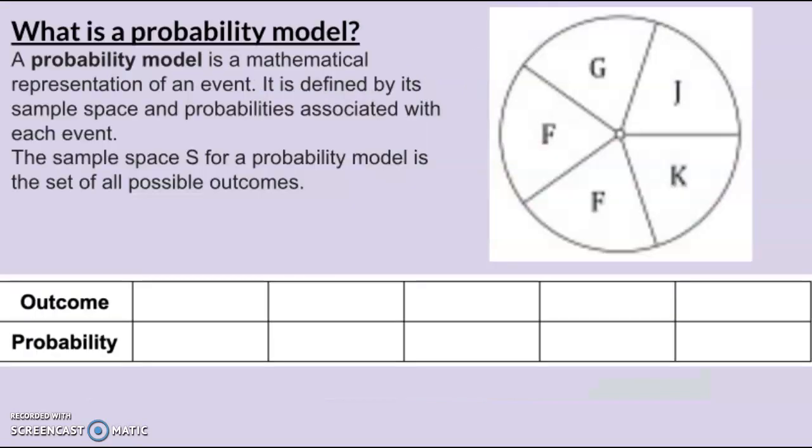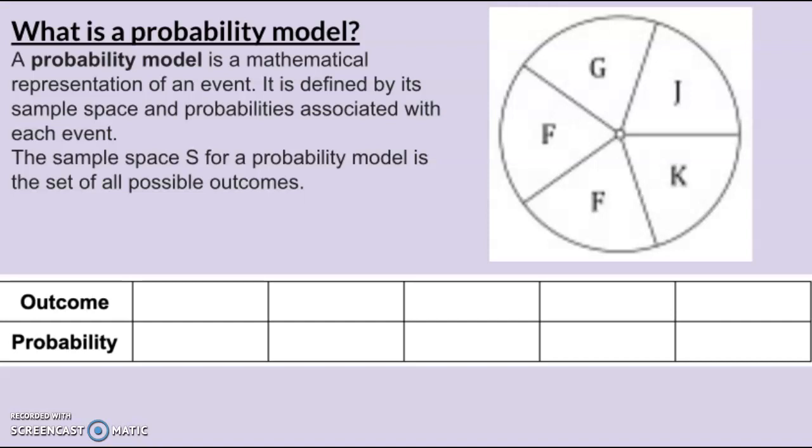So you might be wondering, what is a probability model? Well, a probability model is a mathematical representation of an event. It's defined by its sample space and probabilities associated with each event. The sample space S for a probability model is the set of all possible outcomes.